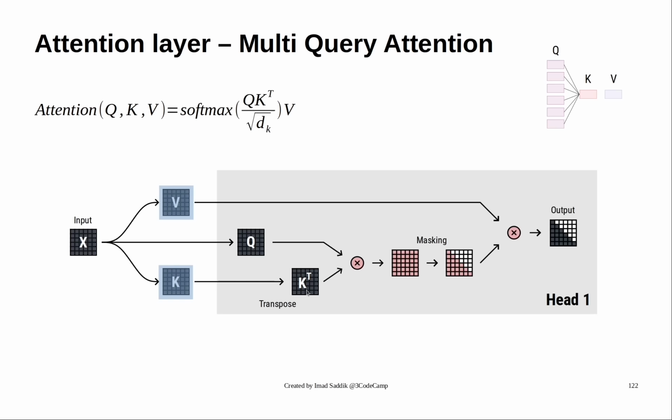We perform the multiplication, so we compute this term inside the softmax function. We get this matrix, we apply masking, and after that we multiply it by V to get the attention weights. And this calculation is performed similarly on the other heads.